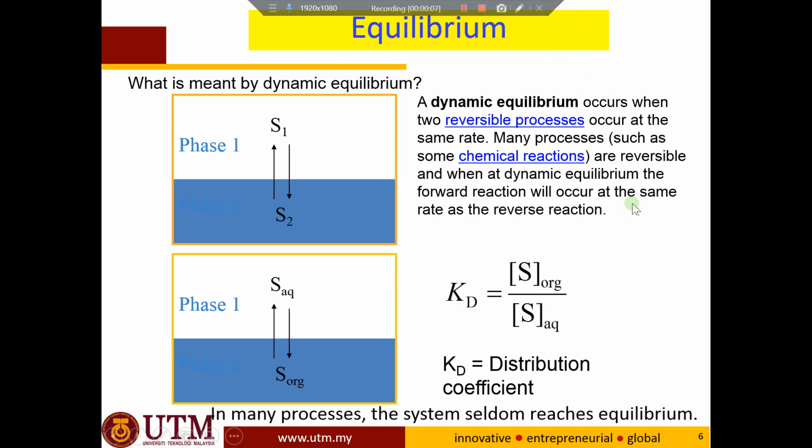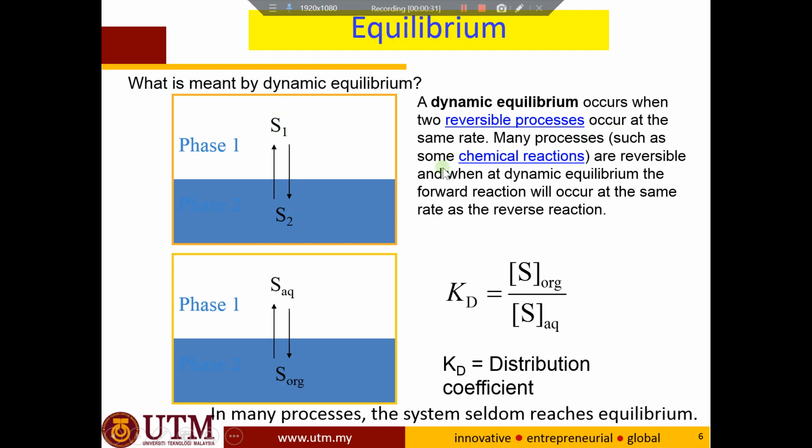Have you guys performed the titration where some from the milky solution it turns to dark blue? You can imagine like that. Okay, a dynamic equilibrium occurs when two reversible processes occur at the same rate. It means that two reversible processes occur at the same rate. Maksudnya S1 can go to S2, S2 can become S1.